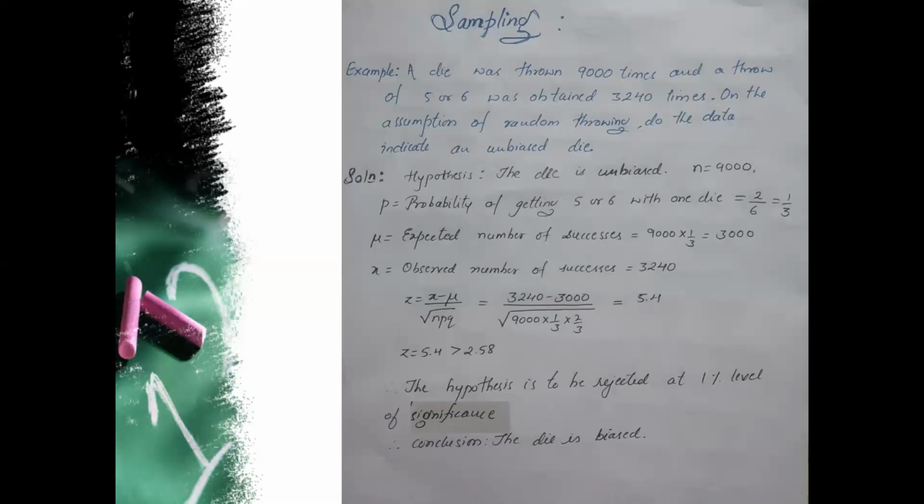Now this value we can see is much greater than 2.58. Hence the hypothesis is to be rejected at 1% level of significance, because the value is much greater than our value at 1% level, that is 2.58. Hence we conclude that the hypothesis is rejected, which means the die is not unbiased, it is a biased die. The die is biased. That is our conclusion.